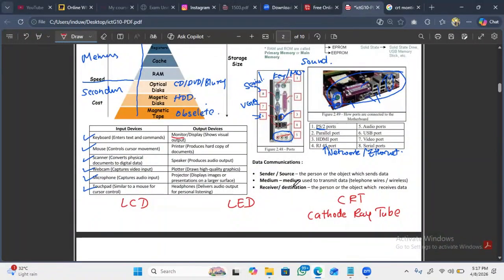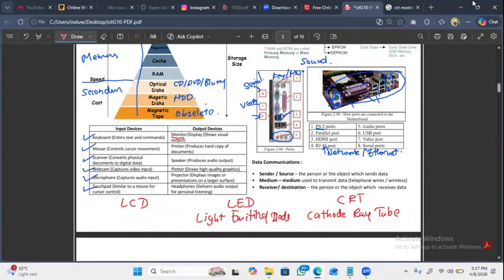Old. LED is the most modern. Light emitting diodes. Right? You can write it down.